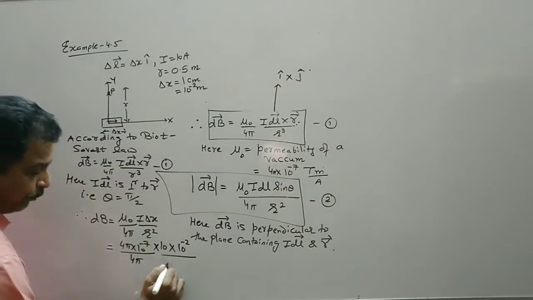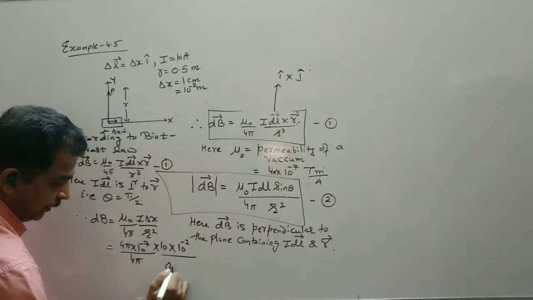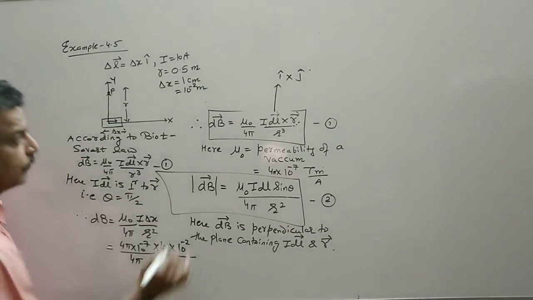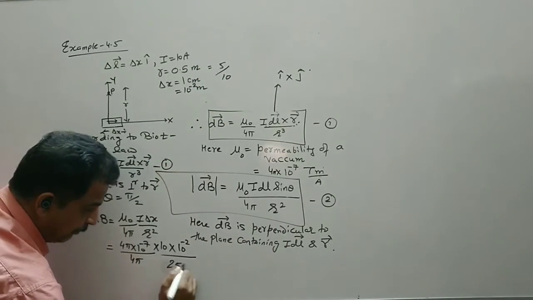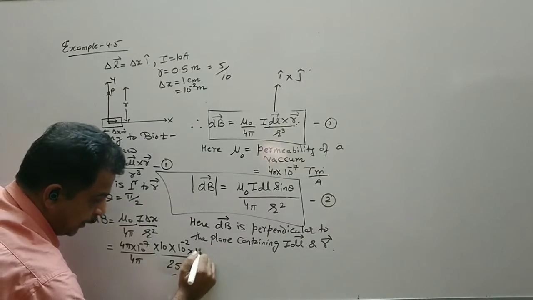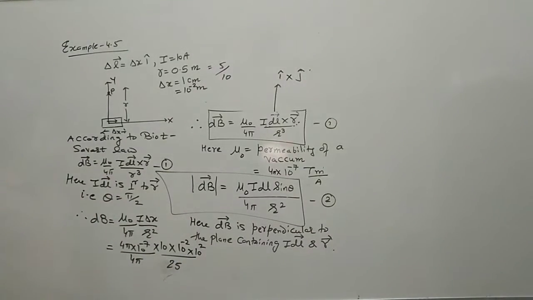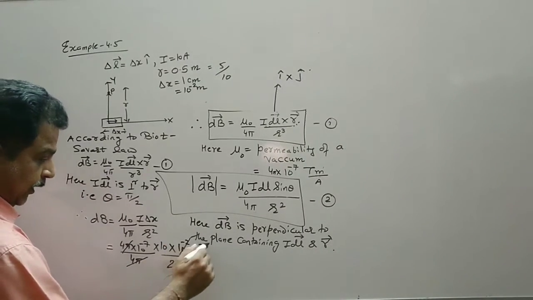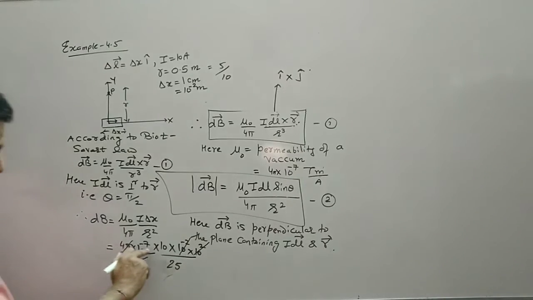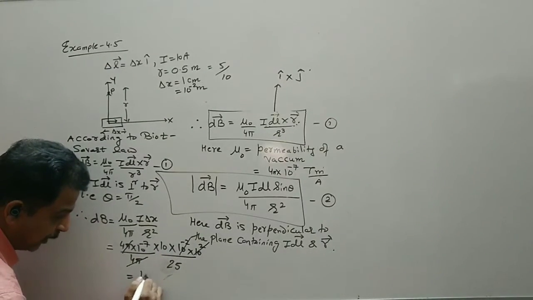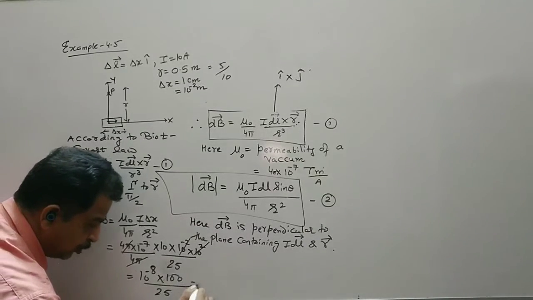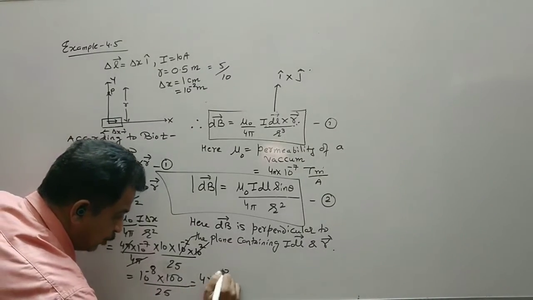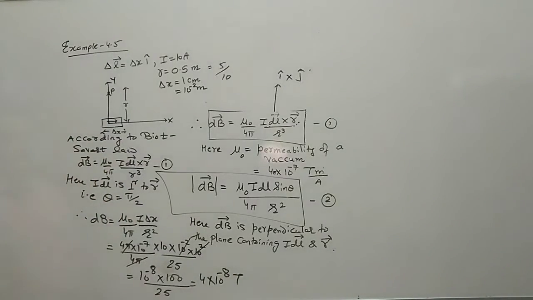that is 0.5. So 0.5 means 5 upon 10. We need a square. So 25 upon 100, that is 10 raised to 2. So the calculation is very simple. 4 pi is cancelled. 10 raised to minus 2, this is cancelled. If we take 10 at this point, it becomes 10 raised to minus 8 into 100 upon 25. So it becomes 4 into 10 raised to minus 8 Tesla.